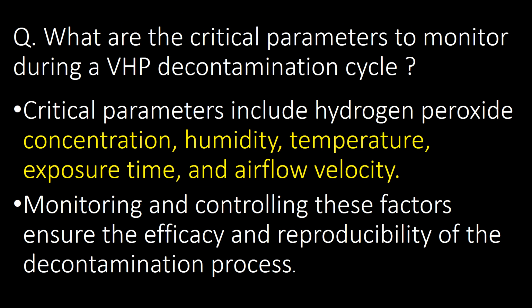What are the critical parameters to monitor during a VHP decontamination cycle? Critical parameters include hydrogen peroxide concentration, humidity, temperature, exposure time, and airflow velocity. Monitoring and controlling these factors ensure the efficacy and reproducibility of the decontamination process.